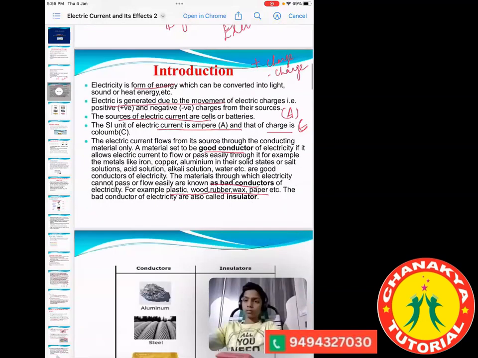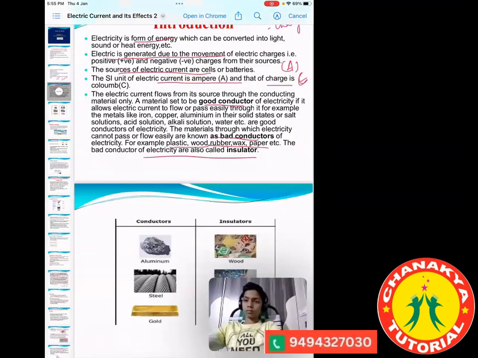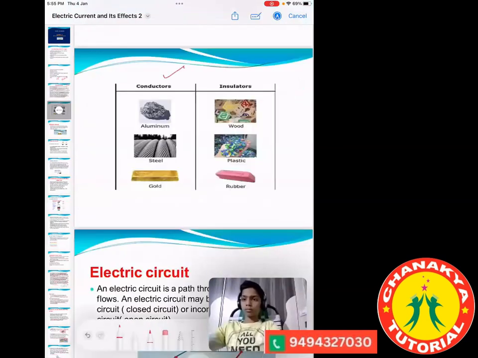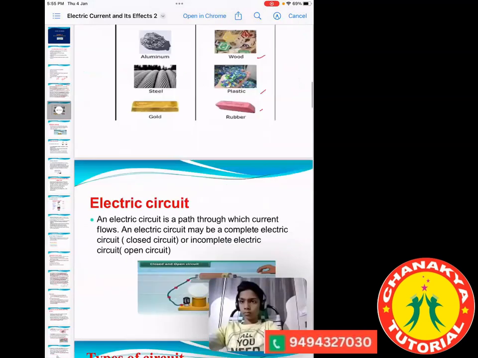The bad conductors of electricity are also called insulators. Good conductors are aluminum, steel, and gold, through which electricity can pass easily. Through insulators like wood, plastic, and rubber, the electric current cannot pass easily.